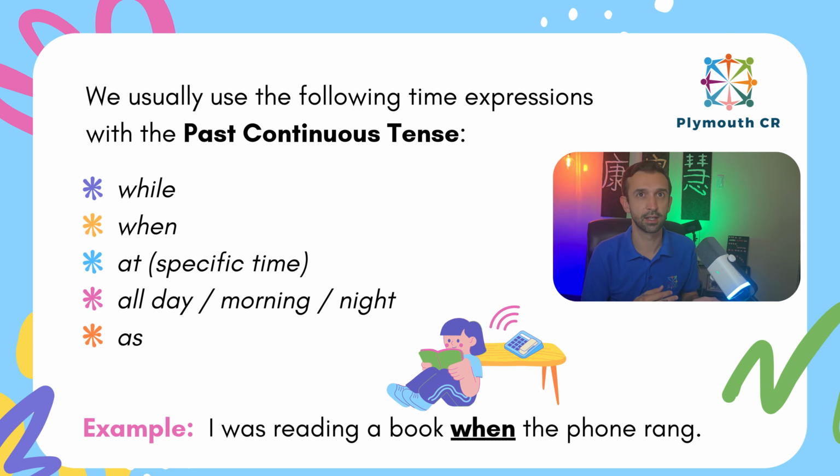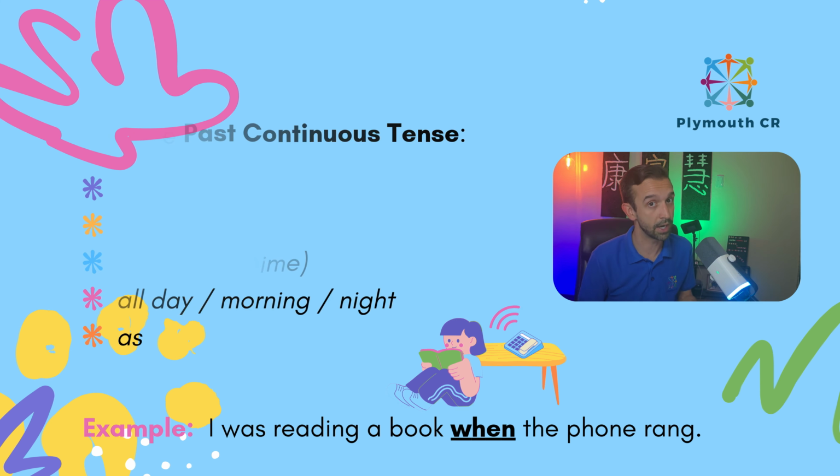And as, which will be como. For example, as I was waiting for the bus, an accident happened in front of me. So that would also be considered some sort of: mientras estaba esperando el bus, un accidente sucedió. Okay, so we have the example down here with the word when. I was reading a book when the phone rang.